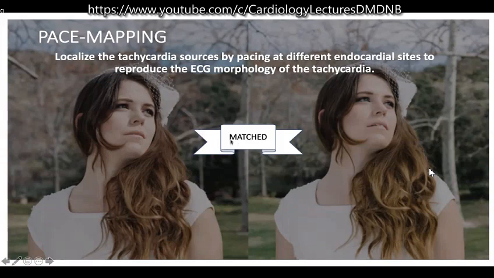So what I do is I keep on pacing at different sites that show this kind of low voltage or an abnormal electrogram and try to match with the VT. This is called a pace mapping. So pace mapping is nothing but I'm going to pace and match with the clinical VT. If both these things are matched, then I can reasonably assume that these are the tissues that are giving rise to this ventricular tachycardia.